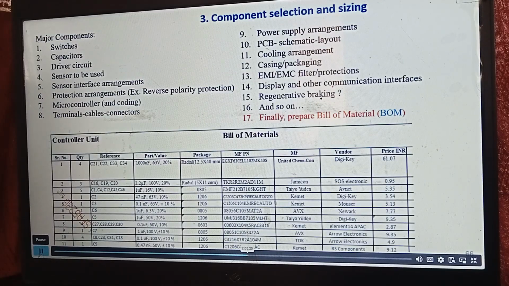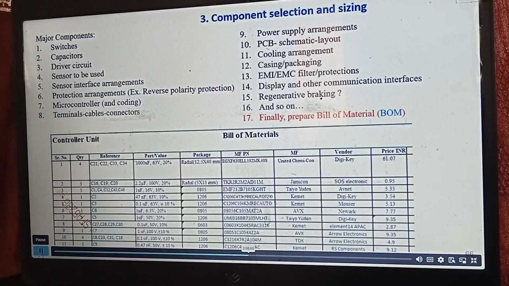When we do these selections, do note, as I told multiple times, that an inverter or motor controller is not only about 6 switching devices. It needs so many other supporting things: the DC link capacitor, the driver circuit, the microcontroller, and then everything has to be done in a PCB. So a list of all those components I have given here. And then eventually we prepare a bill of material. We call it BOM, bill of material.